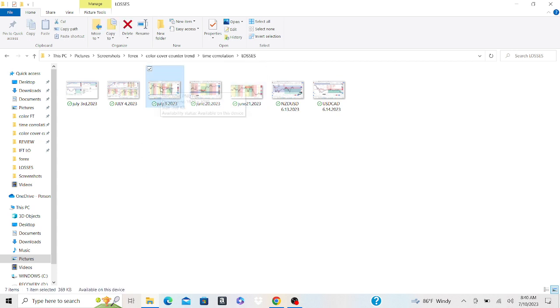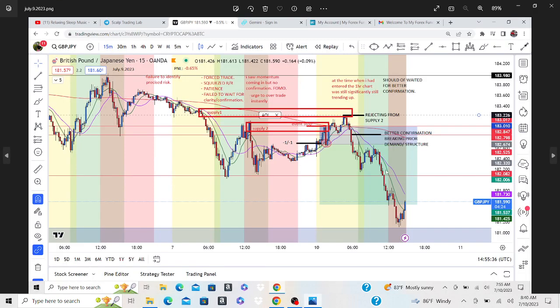Okay, this is it right here. Just give it a few minutes to load up. This is essentially what I just explained, right? So these are my mistakes, and I got 0.65% down for the day, which is totally fine. The mistakes are failure to identify perceived risk.